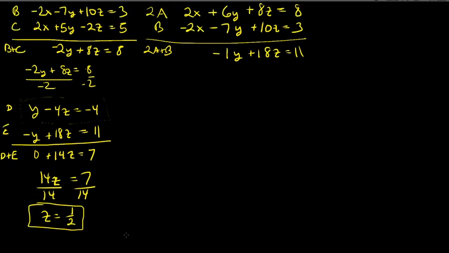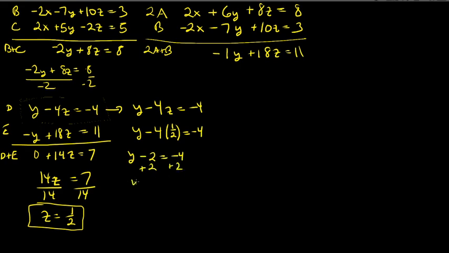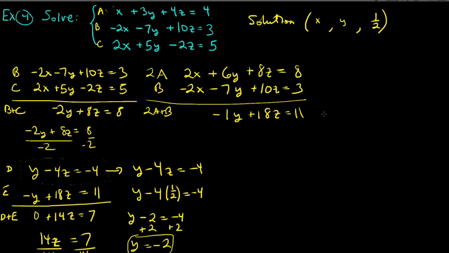Okay, so how do I find y? Well, look at this equation. I have y minus 4 times z equals negative 4. All I have to do is substitute z equals 1/2 in this equation. So if I plug in z equals 1/2, what do I get? I get y minus 2 equals negative 4. So add the 2 to both sides. I get y equals negative 4 plus 2, which is negative 2. Okay, so y is negative 2.